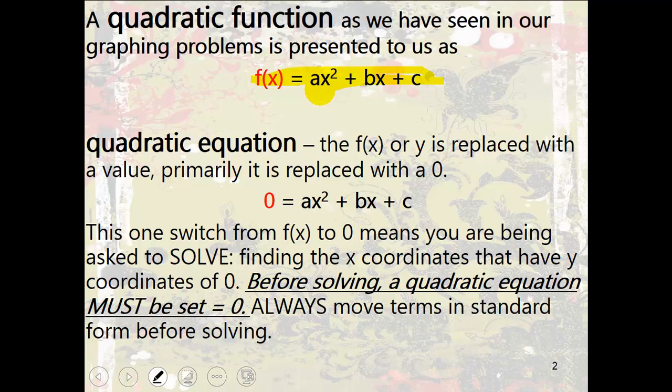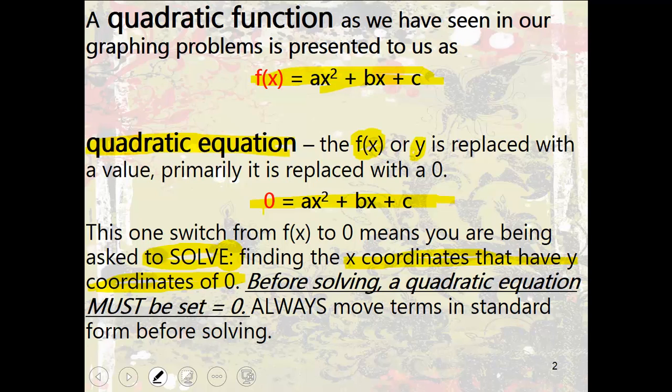Now, with a quadratic equation, the problem will be presented to you as 0 equals ax squared plus bx plus c, or ax squared plus bx plus c equals 0. The 0 can be on either side. But basically, the f of x, or the y, is replaced with a 0. And it's asking us to find those x coordinates that have a y coordinate of 0. That's what it means to solve. To solve, find the x coordinates that have a y coordinate of 0.